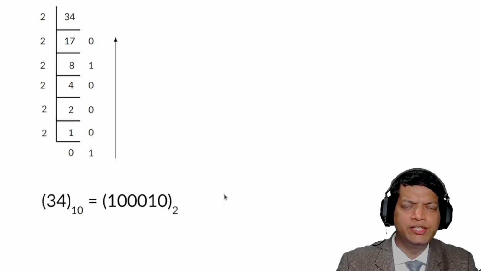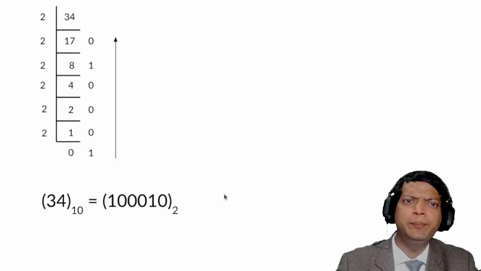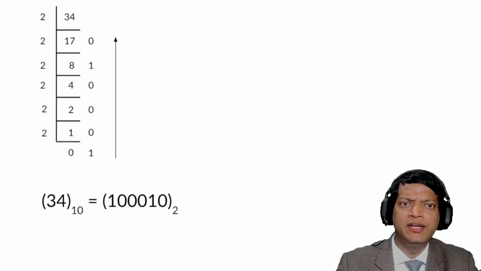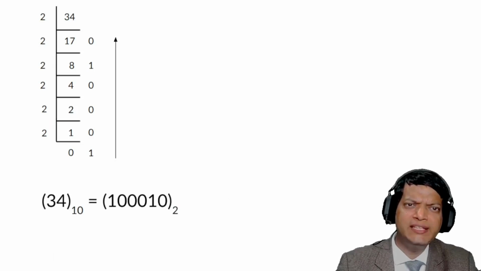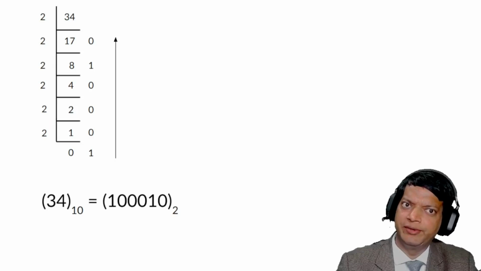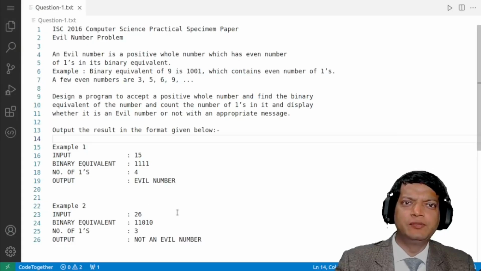So this is how we convert a number into binary. We repeatedly divide it by 2 till the number becomes 0, and then we take the remainders in the reverse order. So let us begin with the walkthrough.